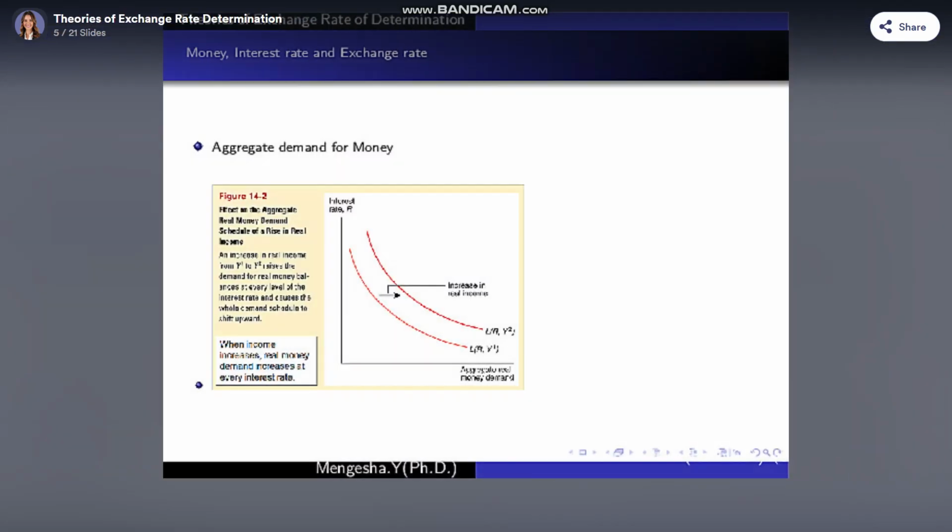When real income rises, the entire money demand curve shifts upward. This means at every interest rate, people want to hold more money because they have more income to spend. So, economic growth or income increases directly boosts the demand for money, influencing interest rates and, by extension, exchange rates. This shift highlights how income changes ripple through monetary markets.